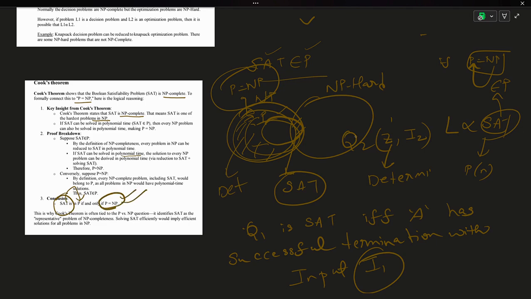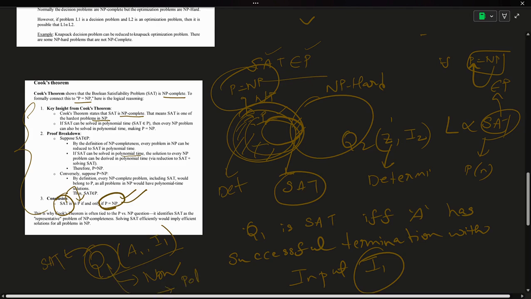This is very important. In the exam, if you get this question, you need to write all these things and explain with an example, like I said, Q1, which uses a non-deterministic polynomial time decision-making algorithm with input I1. On successful termination, Q1 is said to be SAT, and having some non-deterministic algorithm, it can be run in polynomial time and hence it is NP-complete. So remember one line for Cook's theorem: if SAT belongs to P, then P is equal to NP.